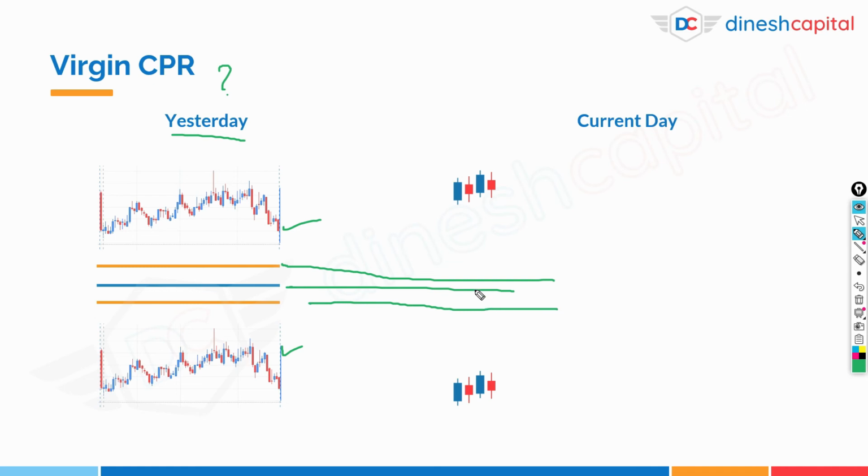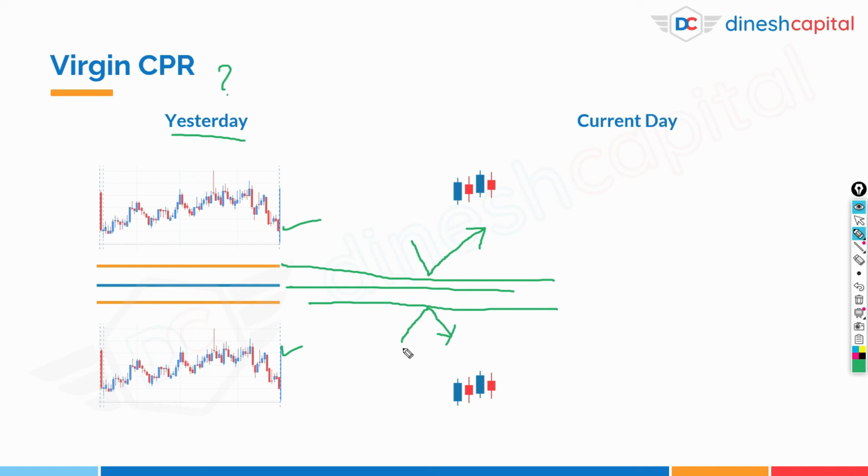Normally we don't care about previous day CPR levels, but we do have to care about it if it is a virgin CPR or untouched CPR like this, because virgin CPR can act as a good support and resistance level. If the price comes from above, it will face some kind of support like this and then reverse. If the price approaches this level from below, it will face some kind of resistance at this level and we have a chance of reversal.